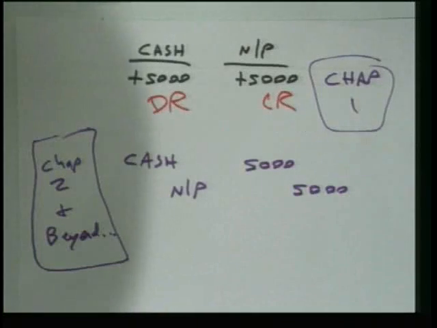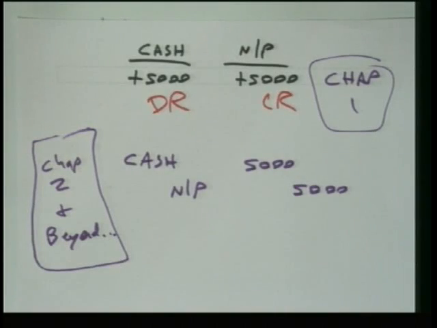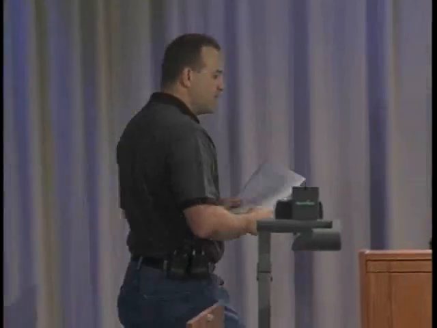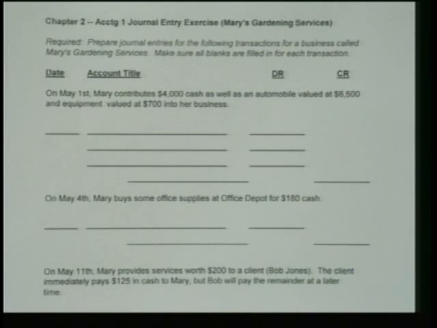I'm going to give you, Matt, will you hand one of these out to everybody, please? And you folks at home, I want you to work on this too. Let me show you what it looks like. This is a little handout we're going to do. This is called Mary's Gardening Services. Again, folks at home, everything should always be in your handout section under the appropriate chapter.